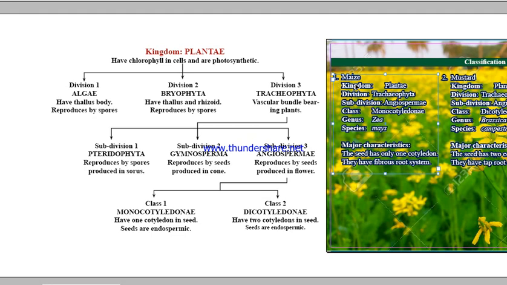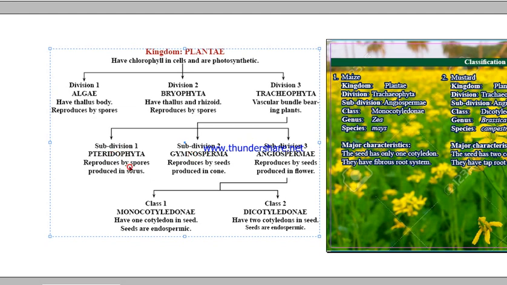Now maize does not have thallus body. Maize has root, stem and leaves. It has stem, which means it has vascular bundles. It is vascular bundle bearing plant. That is why maize belongs to division 3, tracheophyta. And within tracheophyta we have Pteridophyta, Gymnosperma and Angiosperma.